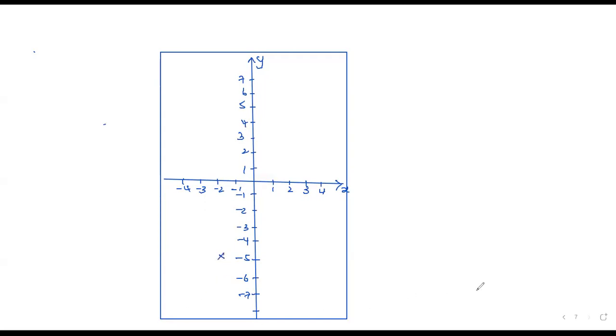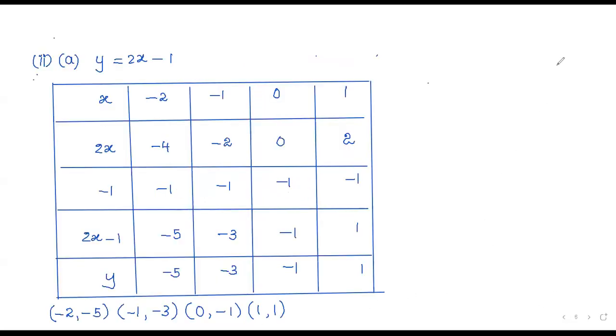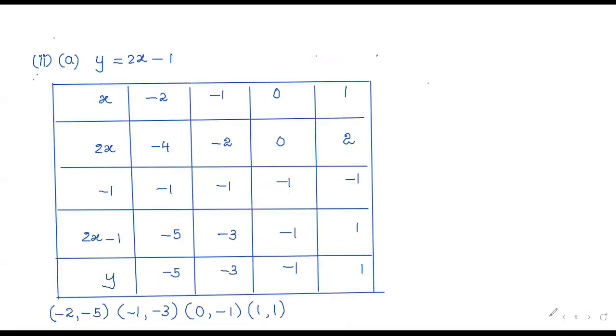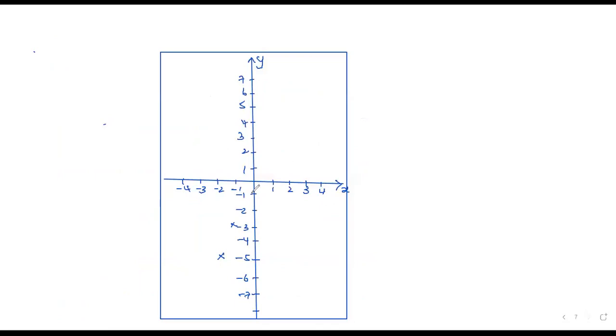Negative 2, negative 5. Okay. Then negative 1, negative 3. Negative 1, negative 3, this one. And 0, negative 1, this. 1, 1. So then we will take the ruler and we will draw the line like this.